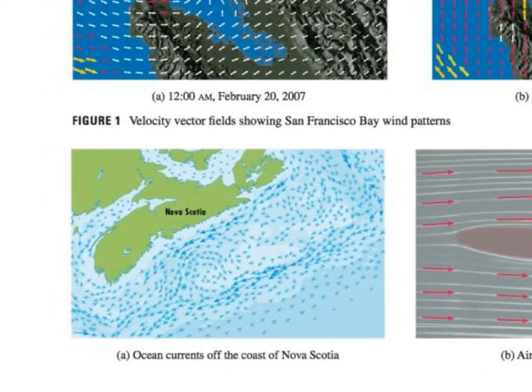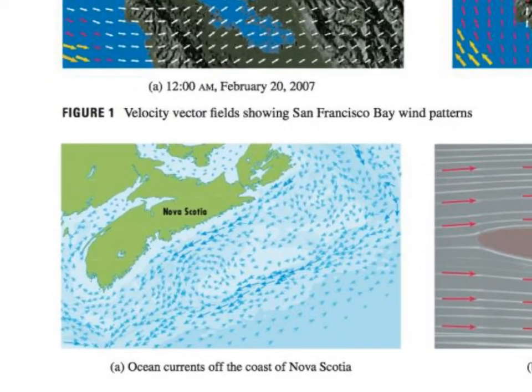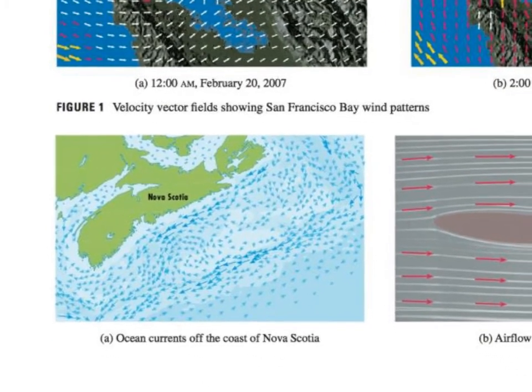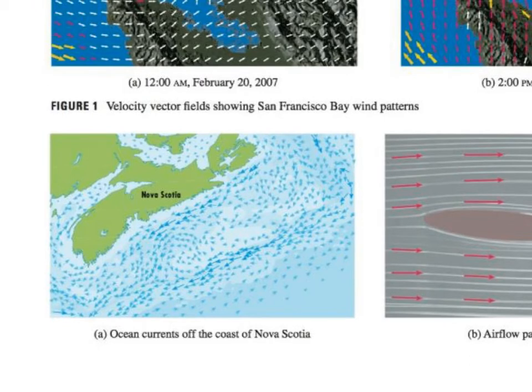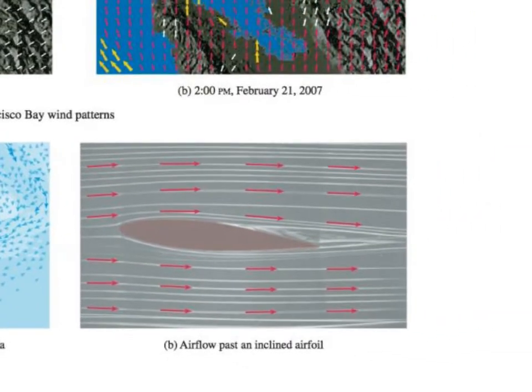Here is ocean currents, so another pretty common real world situation. Again, it seems at least that most of those vectors are the same magnitude, just so we can see the actual movement. And then here's another airflow field.